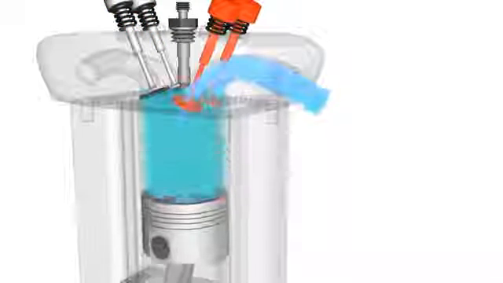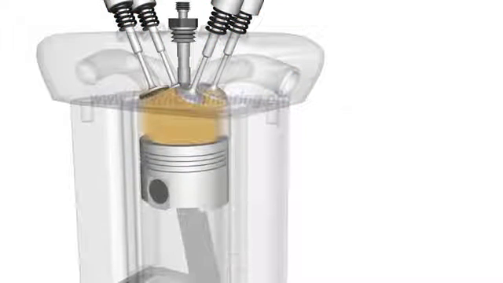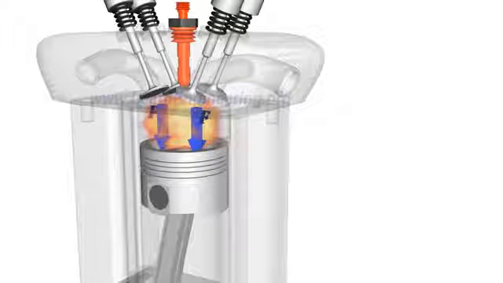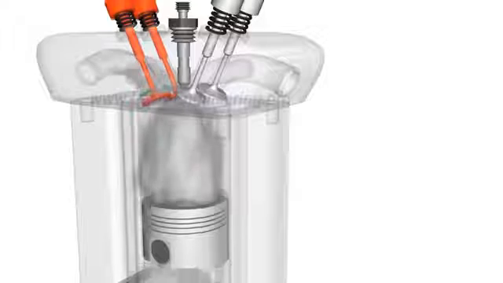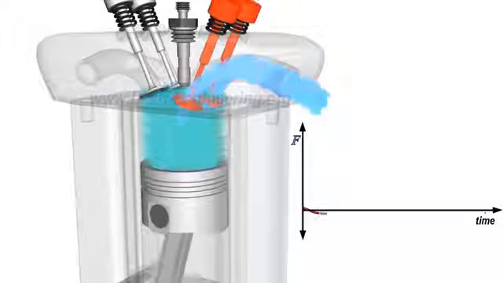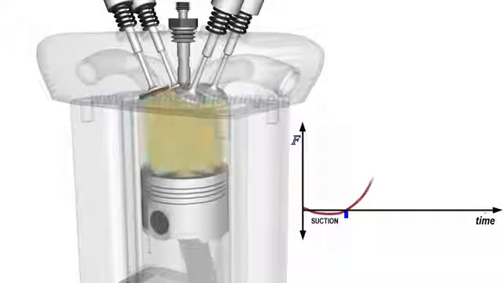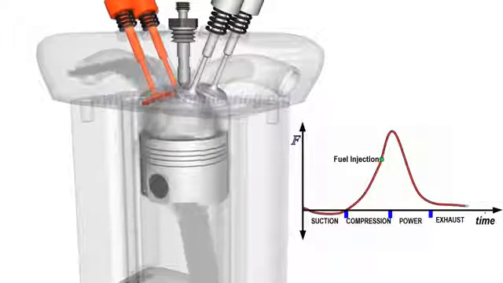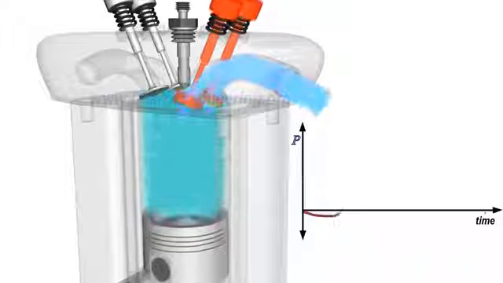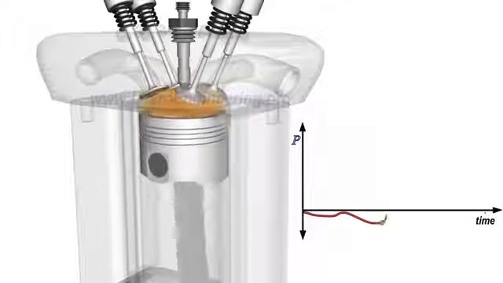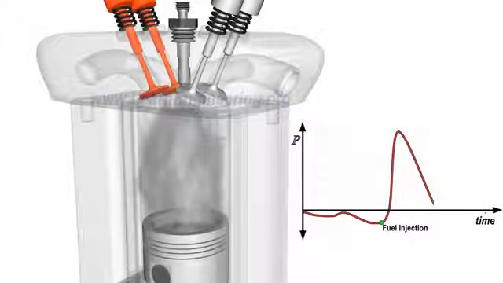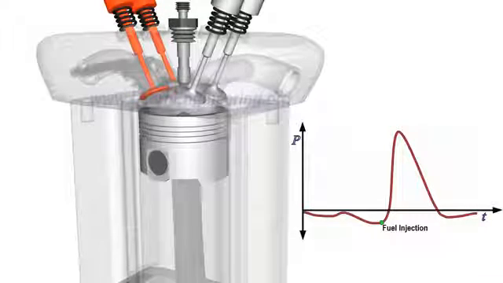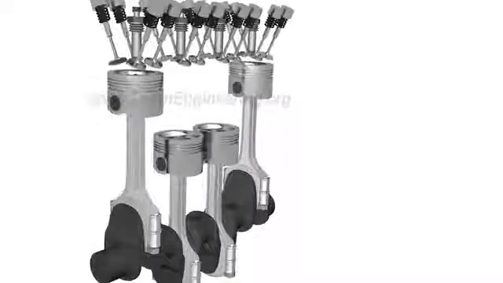Out of the 4 strokes, it is only during the power stroke that a tremendous amount of force is exerted on the piston. So a single-cylinder engine will always have high force non-uniformity as shown. Similarly, the output power will also have a fluctuating nature. But with more number of cylinders, one can overcome these problems.